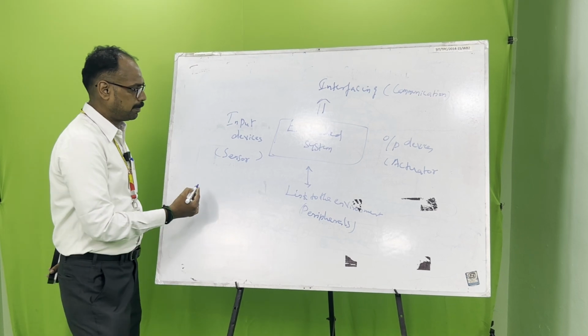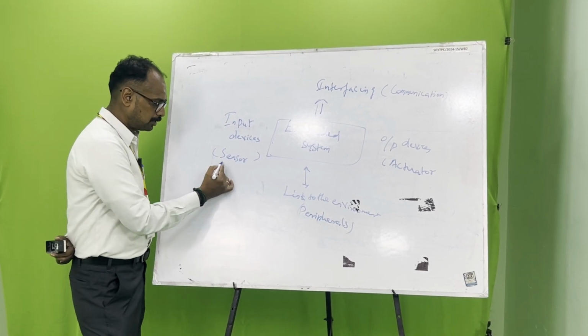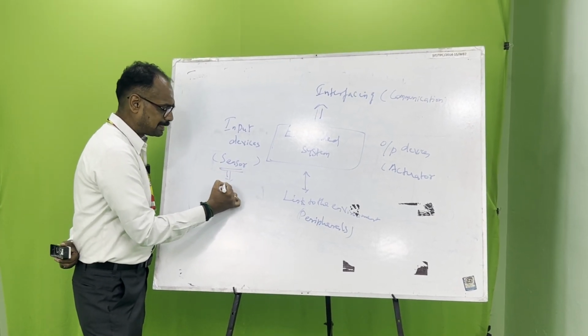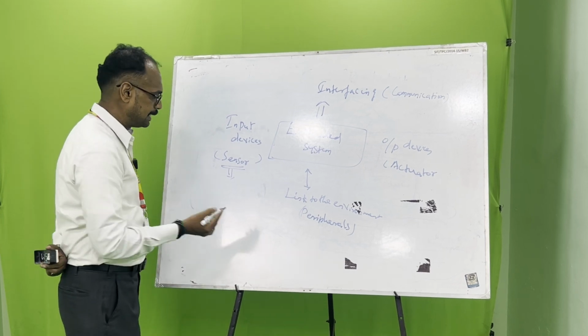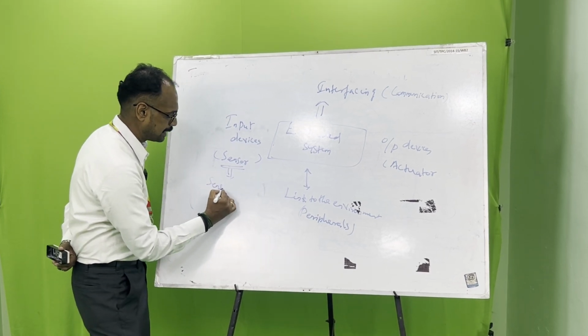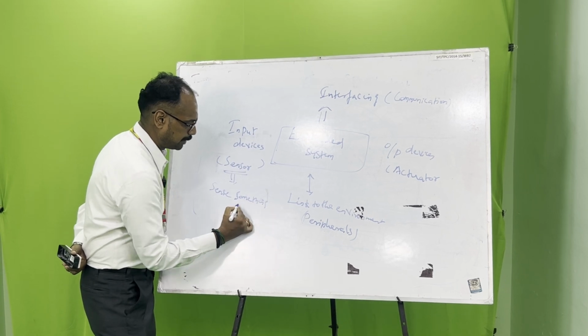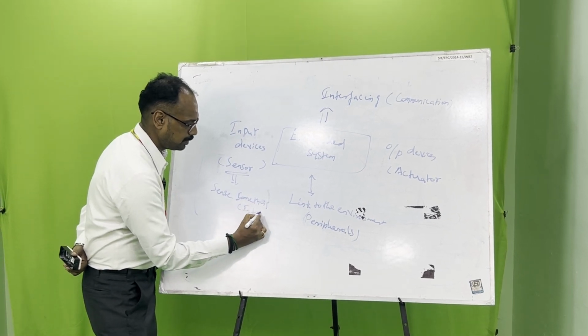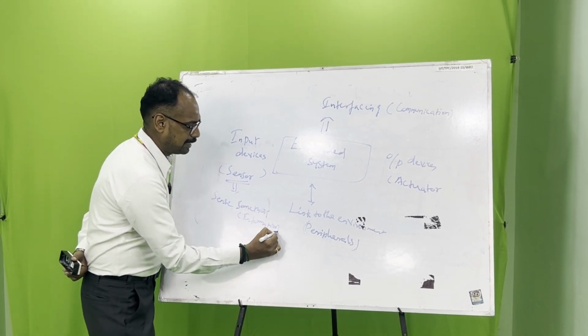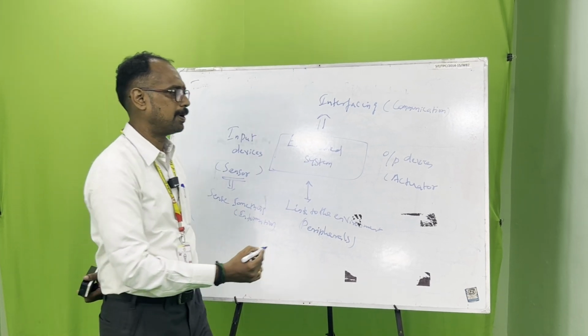So you can see the input device is a sensor. Normally, the basic meaning of sensor is to sense something, and that something is information. Right. Okay, then what are actuators? That is a very important topic.